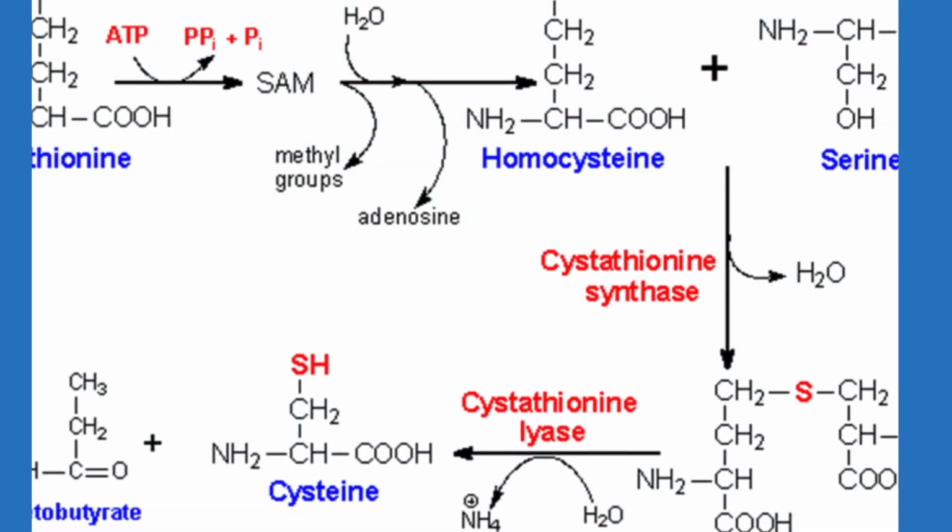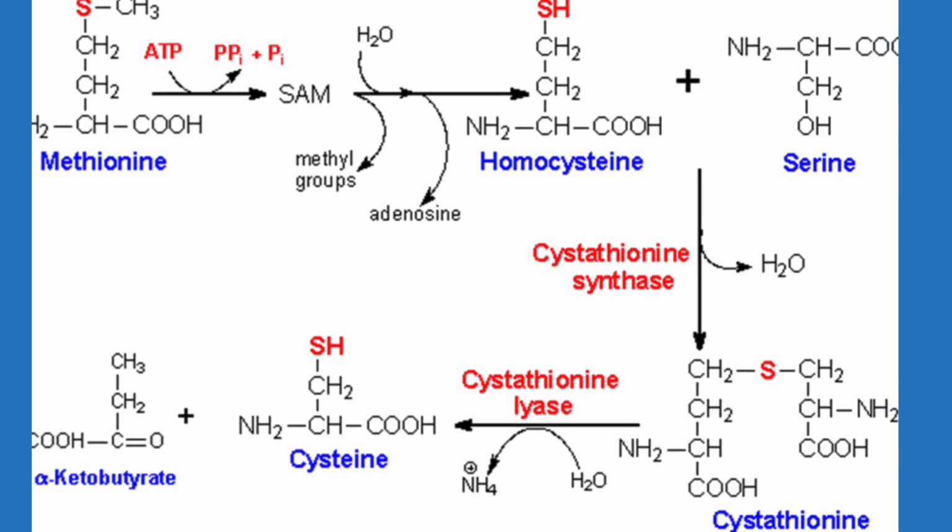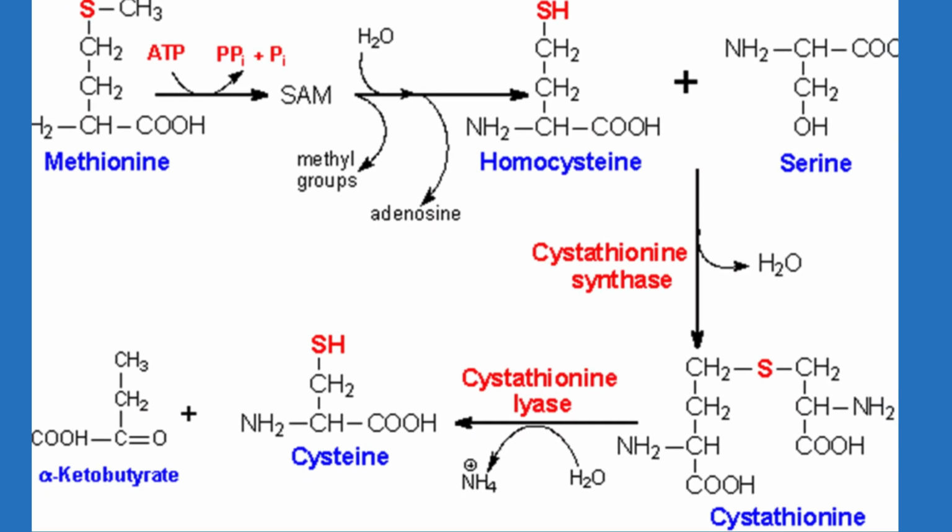Homocysteine can undergo an alternative path, known as the transulfuration pathway. Here, homocysteine combines with serine to form cystathionine. The enzyme that catalyzes this reaction is known as cystathionine beta-synthase, or just cystathionine synthase. This enzyme requires pyridoxal phosphate, the coenzyme form of vitamin B6, as a coenzyme. Thus, vitamin B6 is essential for this reaction step.